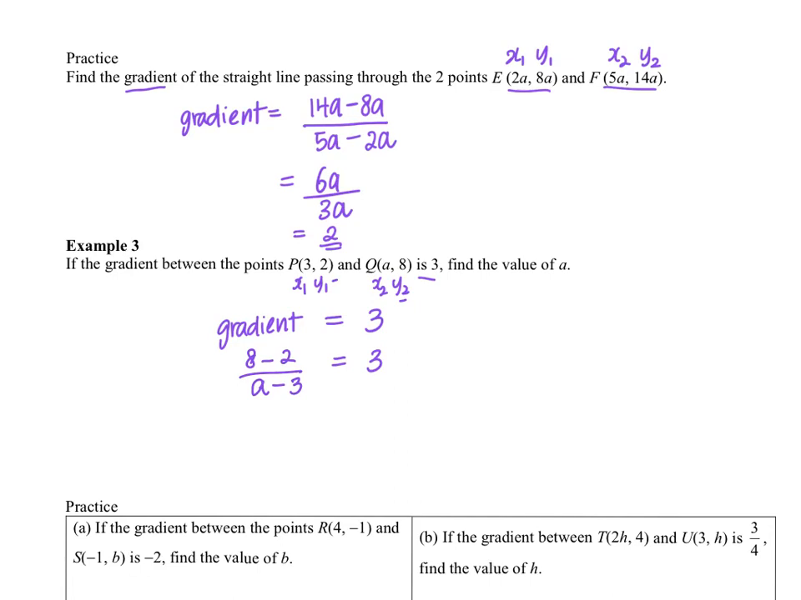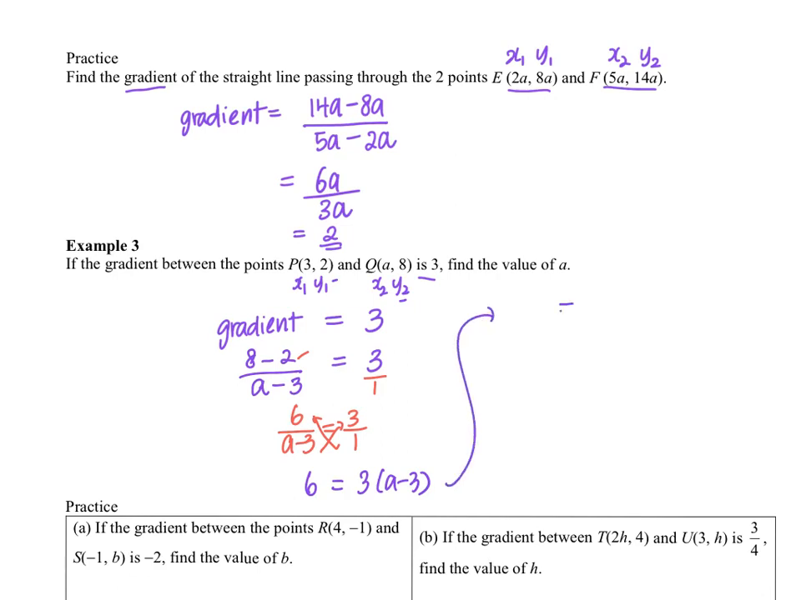Now what do you notice here? I have a fraction over here and there is a fraction over here. So let's try to simplify. What is 8 minus 2? 6, right? So 6 over a minus 3 is equals to 3 over 1. What can we do? Yes, we can cross multiply. So if we were to cross multiply, I will have the equal sign in the center. This will be 3 times of a minus 3, and this will be 6.